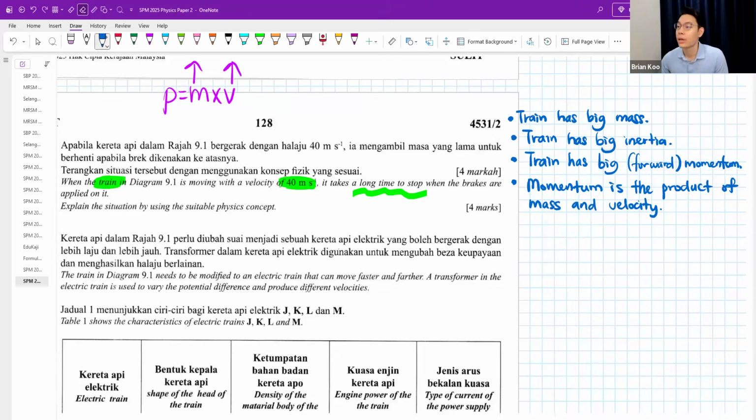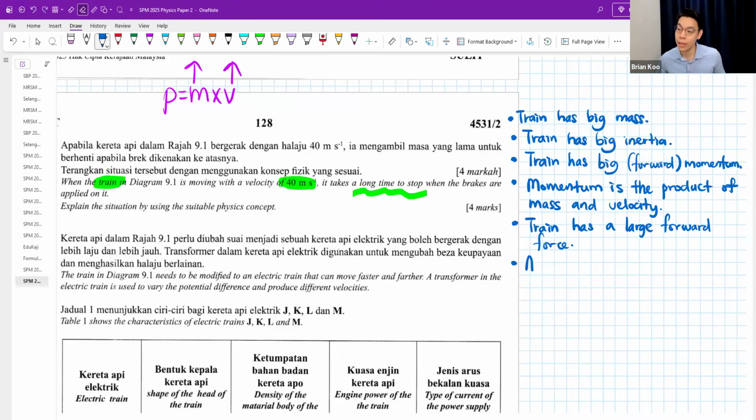Okay, what else? I can say when the train is moving like this so fast, the train has a big force also. Large forward force or large resultant force, if you like. Okay, that is the reason why it takes a long time to stop even when the brakes are applied to it. Maybe you can talk a little bit about how we need a lot of friction. The brakes are trying to slow down the wheels, let's say. We need a lot of friction to try to stop it because it has a very big forward force.